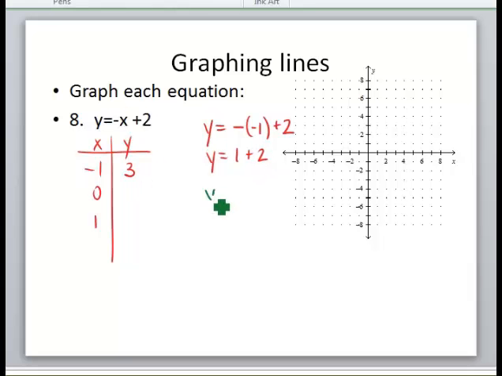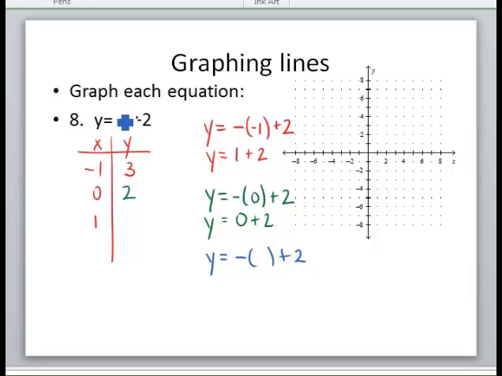The next one, I'm going to keep everything except the x, put parentheses there instead, put in 0. Negative 0 is just 0. 0 plus 2 is 2. The next one I'm going to do, keep everything the same, except make the x parentheses, put plus 2. So I have negative parentheses plus 2. Inside the parentheses, put 1. Negative 1 plus 1. Oh, this is negative 1 plus 2. Sorry about that. Y equals 1. So I get 1 here.